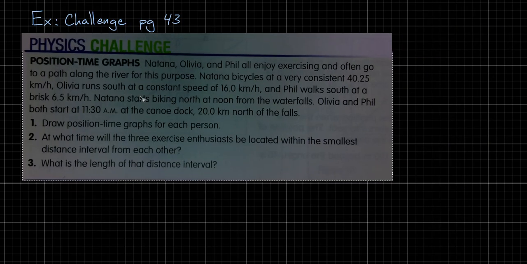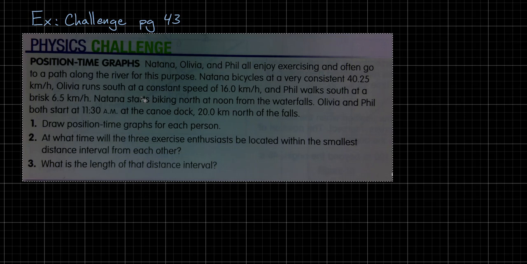There it is. So we have 3 people, Natana, Olivia, and Phil, and they're enjoying all their exercise along a river path. Natana bicycles at a constant 40.25 kilometers per hour. Olivia's running at 16 kilometers per hour south, it says, and Phil walks quickly at 6.5 kilometers per hour.